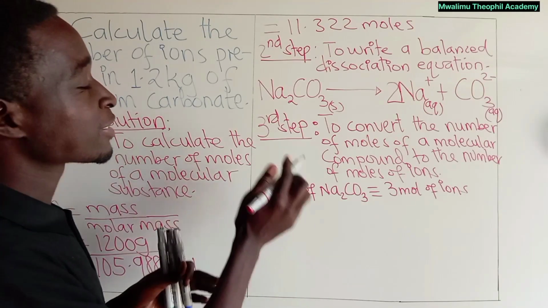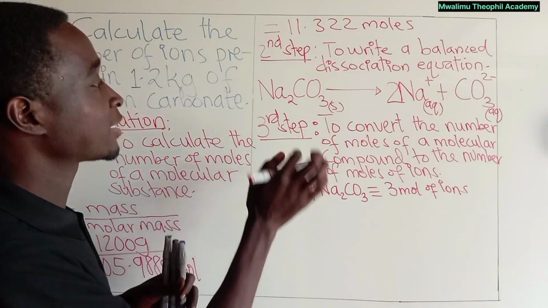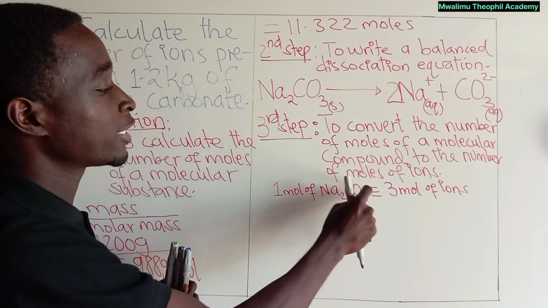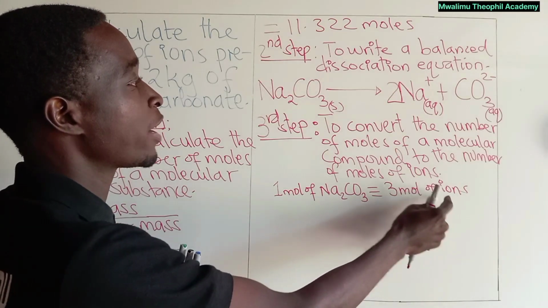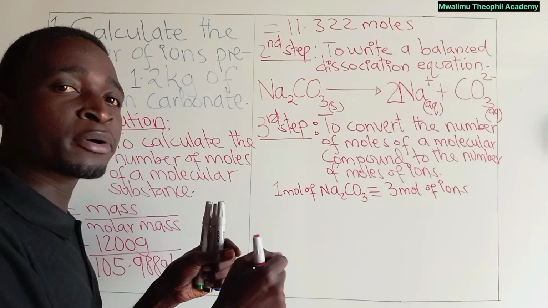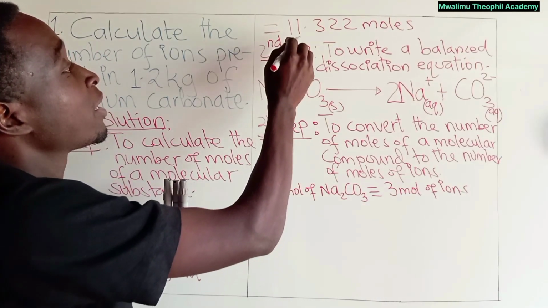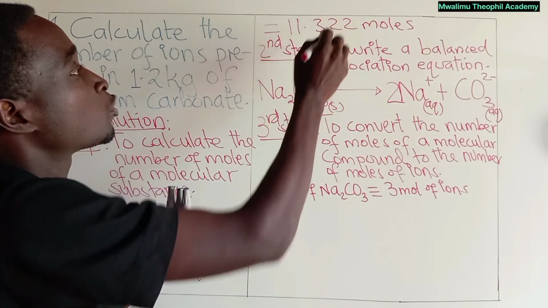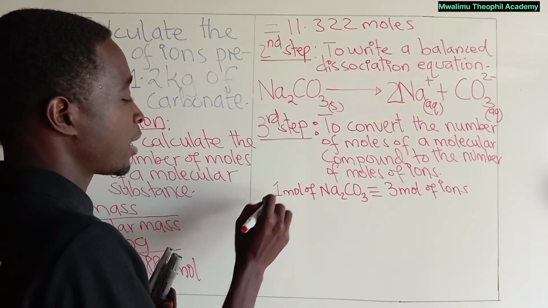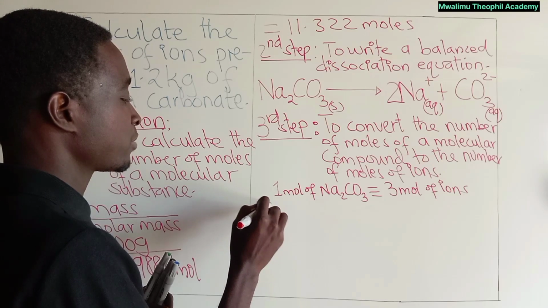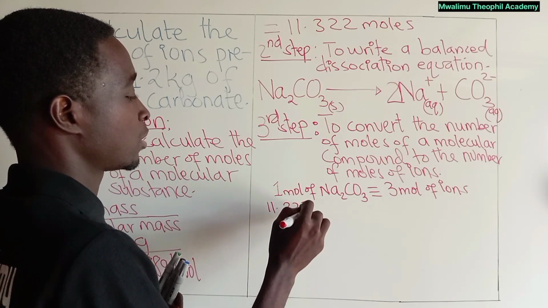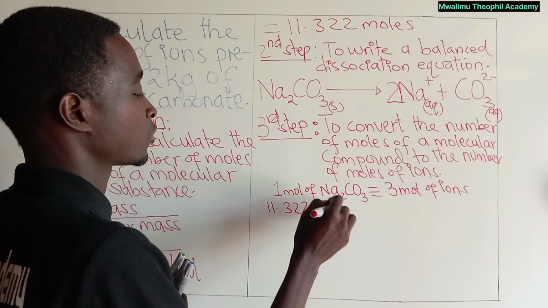So, from a balanced dissociation equation, we find that 1 mole of sodium carbonate dissociates to give 3 moles of ions, as we see here. Now, how many moles of ions are there within 11.322 moles of a molecular sodium carbonate?